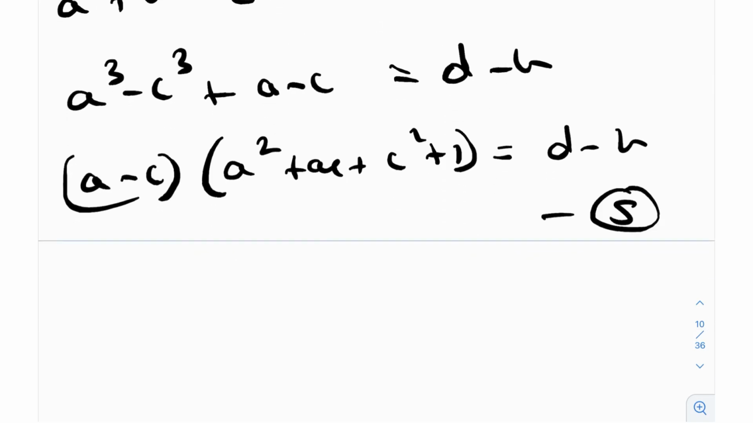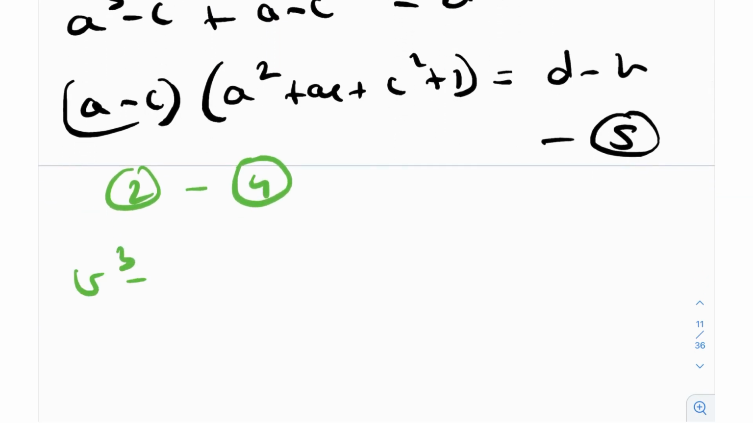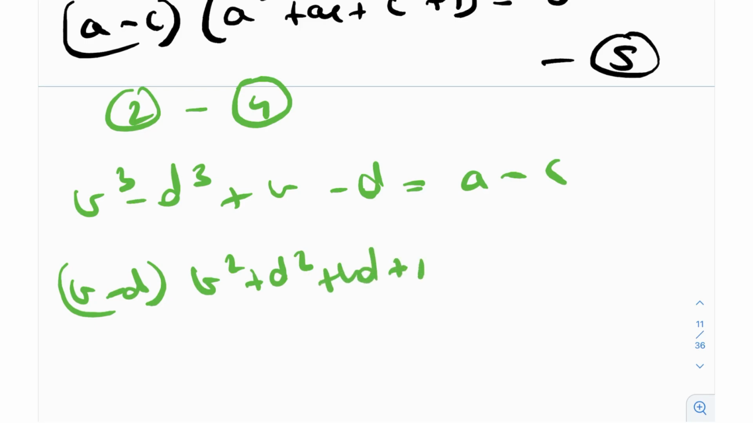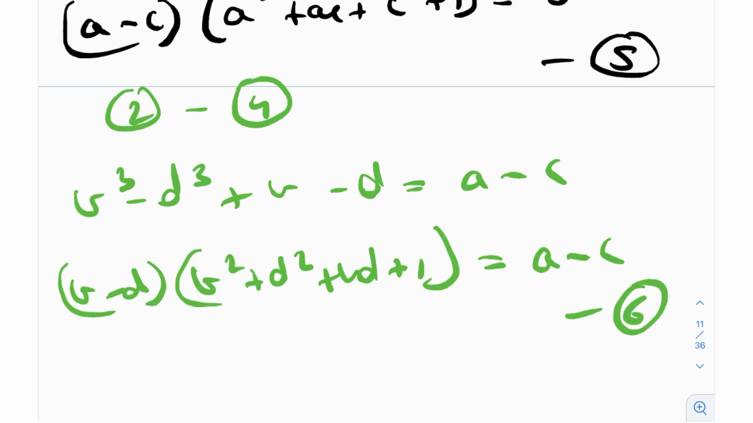Similarly, I can subtract 4 from 2 and I'll get b cube minus d cube plus b minus d is equal to a minus c, and similarly just factorize this. So b minus d times b square plus d square plus bd plus 1 is equal to a minus c, which is equation number 6.